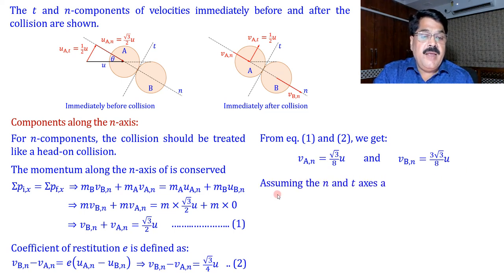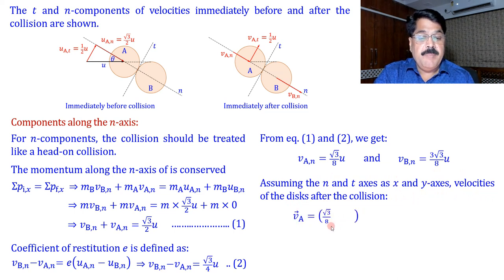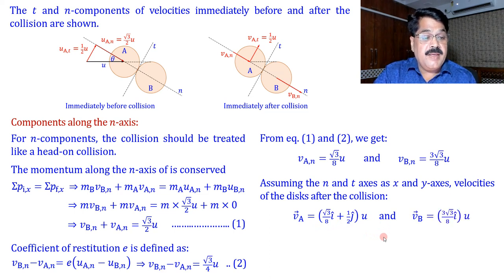Assuming the n and t axes as x and y axes, the velocities of the disks after the collision can be written in vector form. va is equal to root 3 by 8 i cap plus 1 by 2 j cap, into u, and vb vector is equal to 3 root 3 by 8 i cap into u.